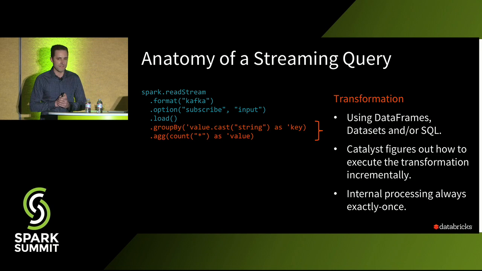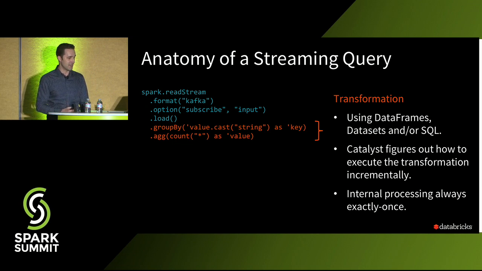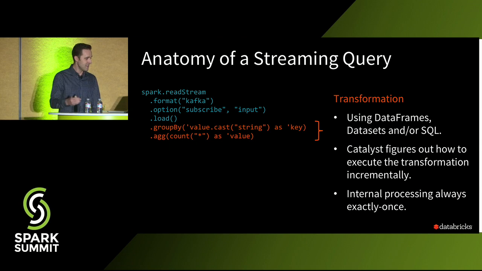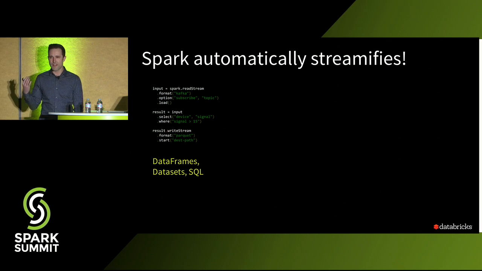So the next step, once we've got the data loaded as a DataFrame, that's our skinny waist of computation in general, is that now we want to do transformations. This is a very simple transformation. It's just group by the word and do a count. And then I'm going to rename those two columns to be key and value so I can output them back to Kafka.